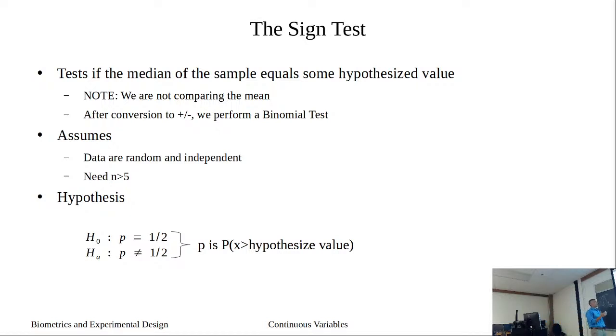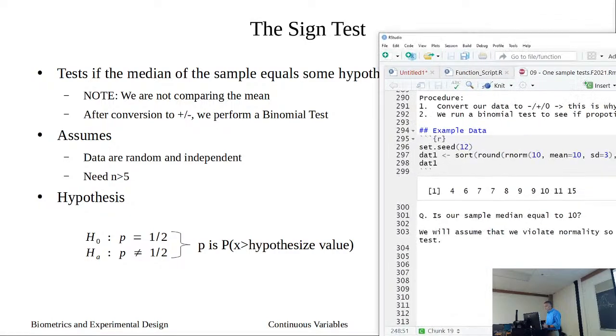So what we're going to do is take our data set and transform it to pluses, minuses, and equal signs. Then we test our hypothesis by running a binomial test that checks if our proportions are actually 50 and 50, 50 above, 50 below. But again, our sign test is all about: is our median equal to some value?